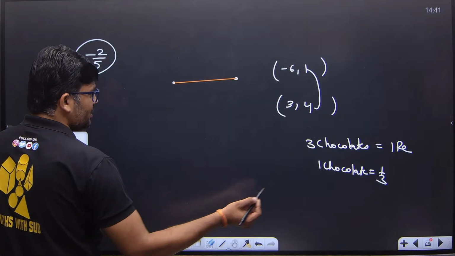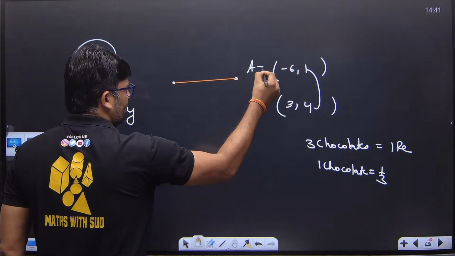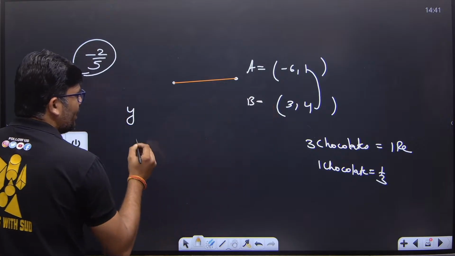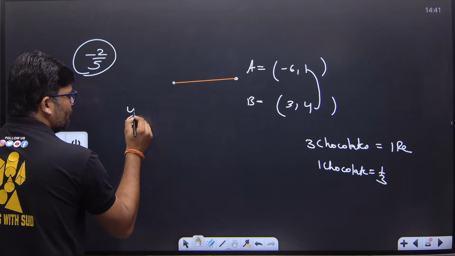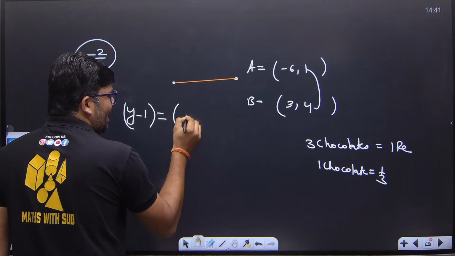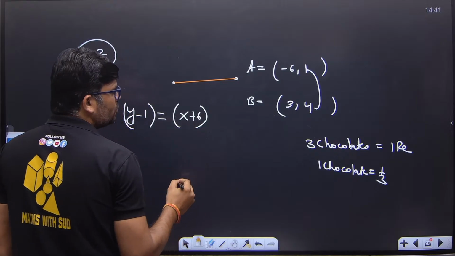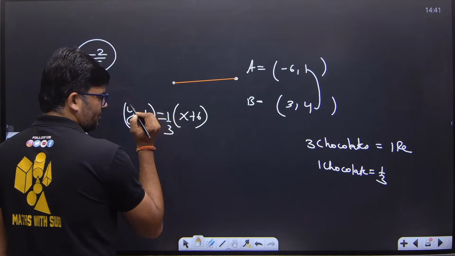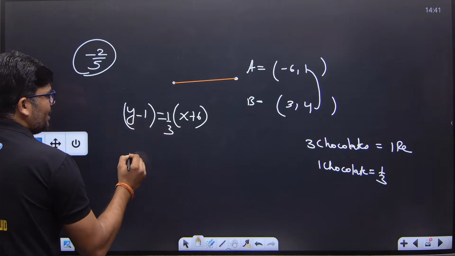See this. The first equation I am going to make with point A. So point A will be y minus y1 is equal to the slope times x minus x1, that means x plus 6, times the slope. Slope is what? 1 by 3.